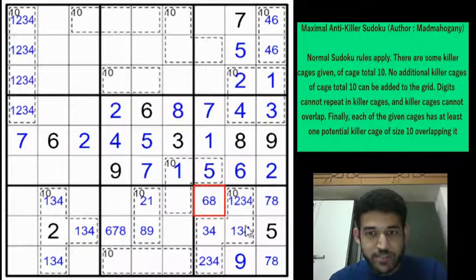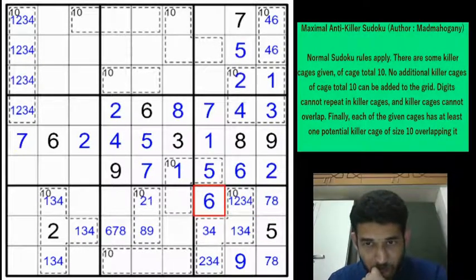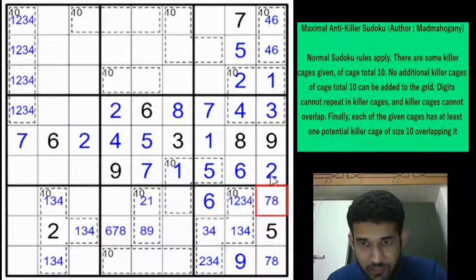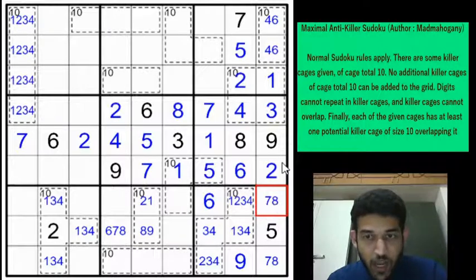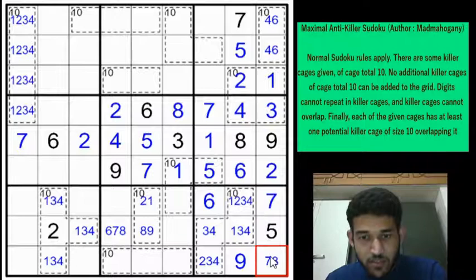And this is going to be a 6 now because we have locked 8 in these cells, so this will be a 6. And looking closely at column 9, we have a 2 here, which means that we cannot have an 8 here because we have a killer cage which is summing up to 10 and not overlapping with any of the given cages. So this will be a 7, this will be an 8.